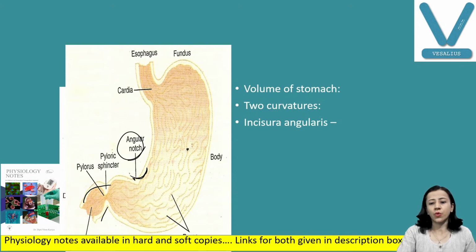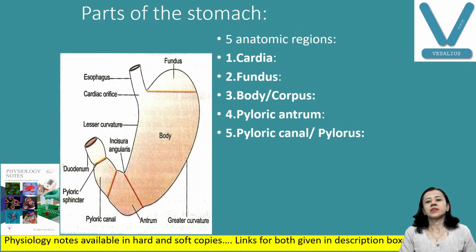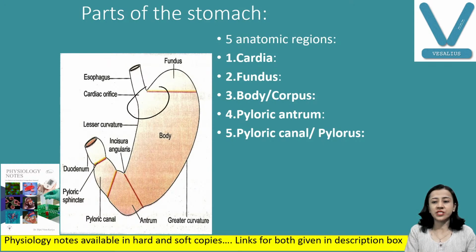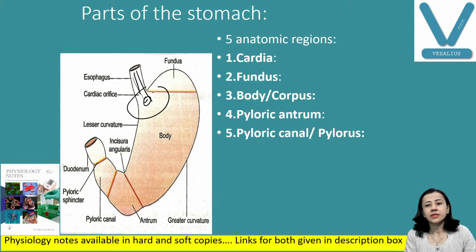Now, what are the parts of the stomach? Anatomically, the stomach has 5 regions. Number 1 is the cardia part. This is the narrow conical part of the stomach, which is situated immediately distal to the gastroesophageal junction. You can see here the esophagus and stomach junction.